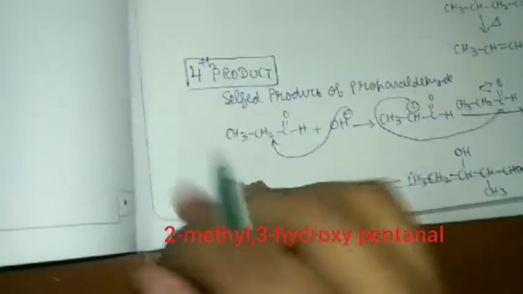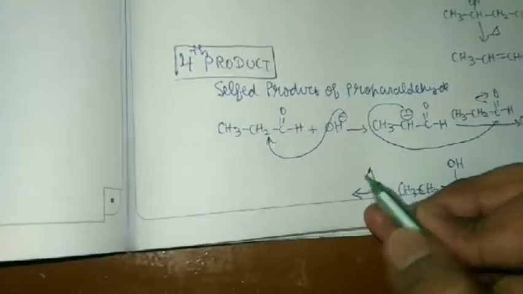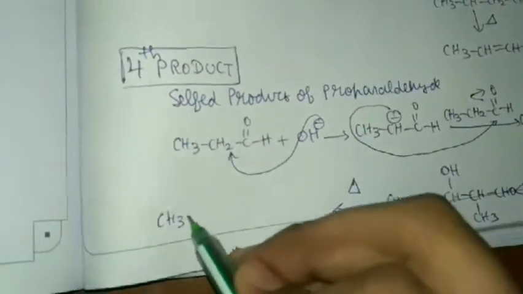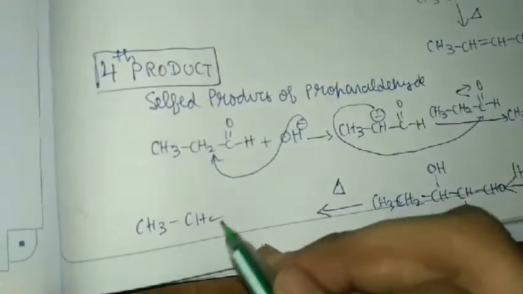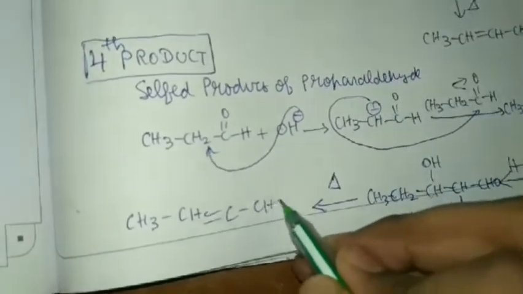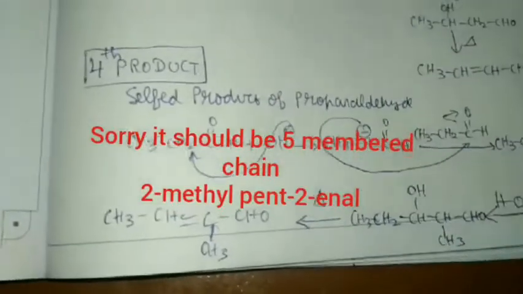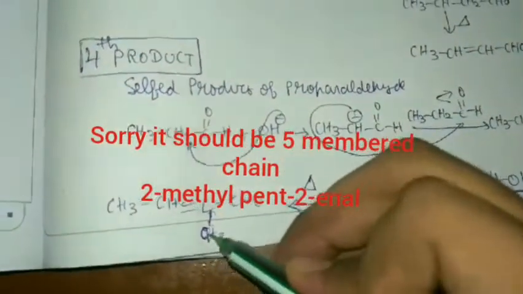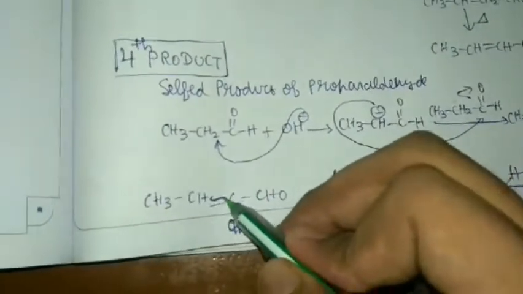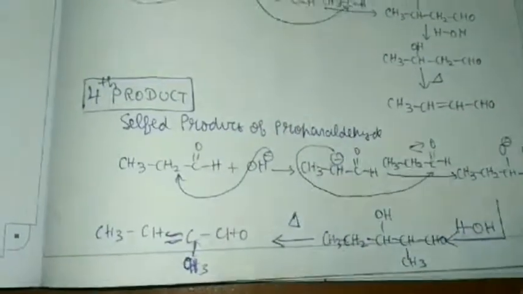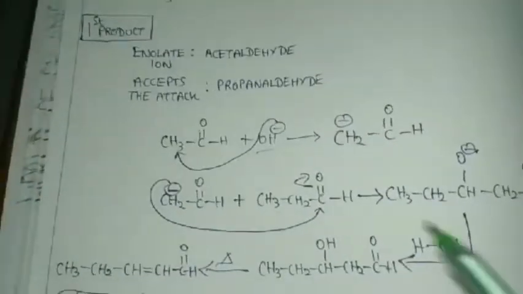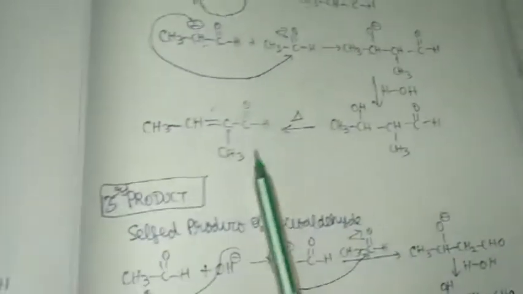Finally, when we heat it, we'll get CH3 double bond C. Understand, right? So we'll get 4 products: 1, 2, 3 and 4. So this is basically crossed aldol condensation. Nothing much to tell in this.